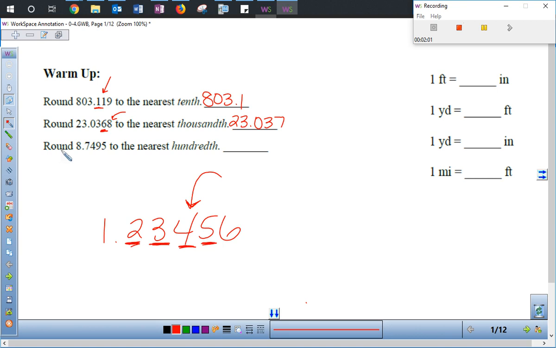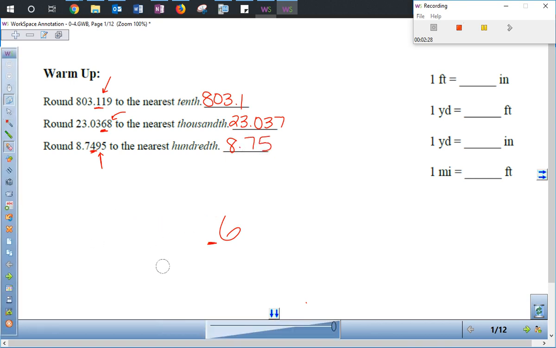Alright, now we have round 8.7495 to the nearest hundredth. Hundredth is the second number after the decimal point, so here would be this 4. Again, we need to look at the number that comes right after it. Look at this 9. Since it's larger than 5, we're going to round this up to 8.75. Alright, that's just some basic knowledge that you are going to need this year. You need to know how to round and what tenth, thousandth, hundredth, all of that good stuff means.